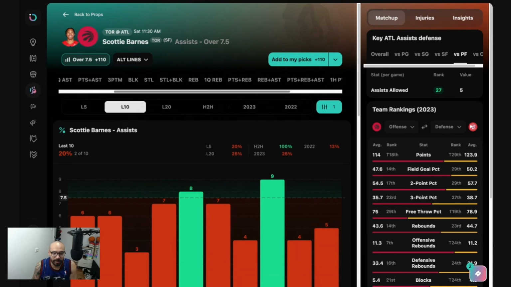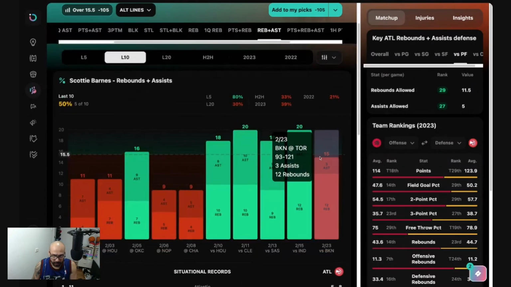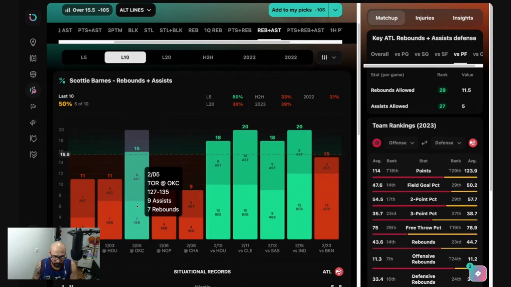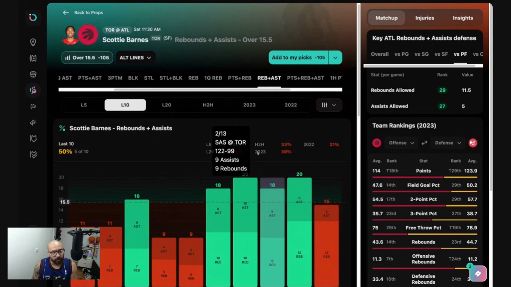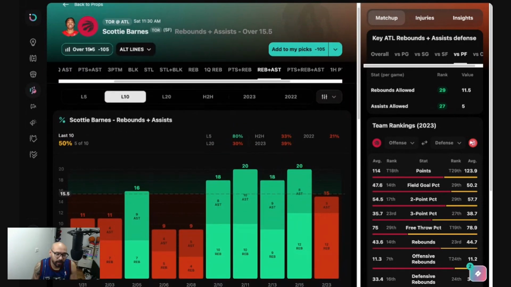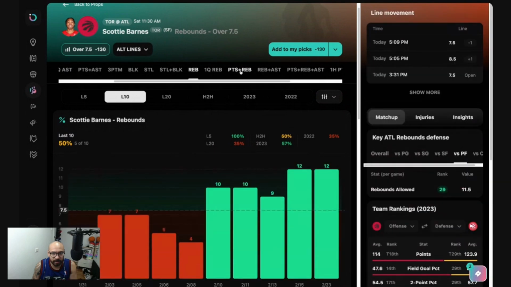What was the other one? We're meant to be looking at rebounds and assists. So his rebounds and assists are very similar. 4 out of his last 5. He has been rebounding the ball extremely well, though. Check that out: 10, 10, 9, 12, and 12. So his line is at 15.5. His rebound line is 7.5 as well.